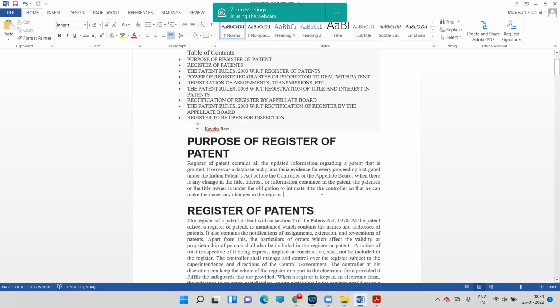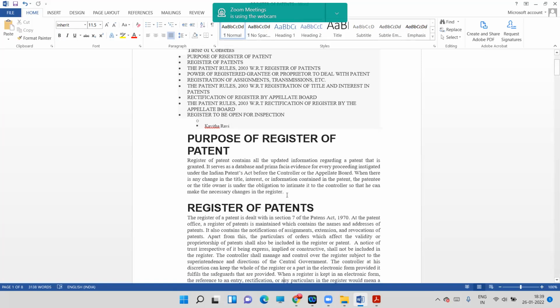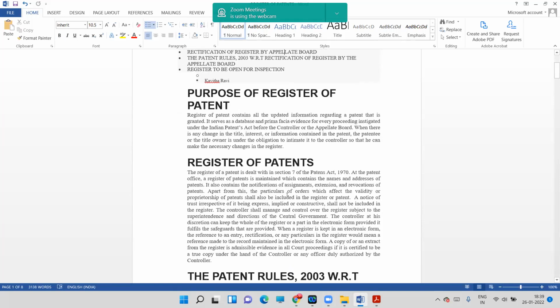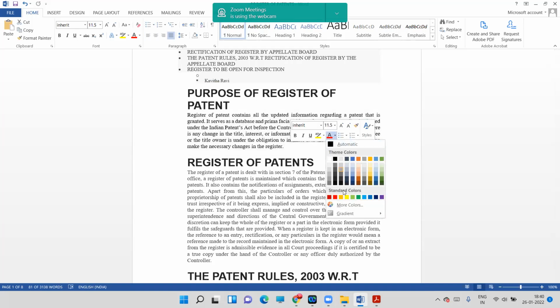When there is any change in the title, interest, or information contained in the patent, the patentee or the title owner is under the obligation to intimate the controller so that he can make the necessary changes in the register. Okay, so he should inform the controller before that. So that is the purpose of a register of patents. So if you want to note down this one. Otherwise, I will provide you the soft copy of this document.